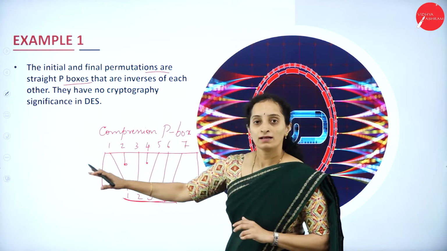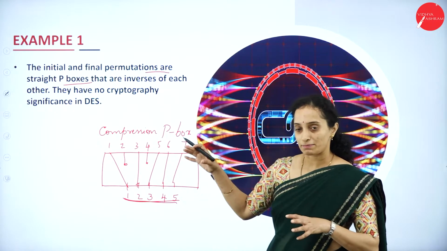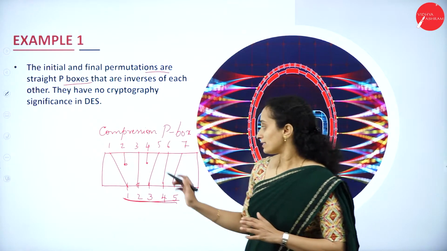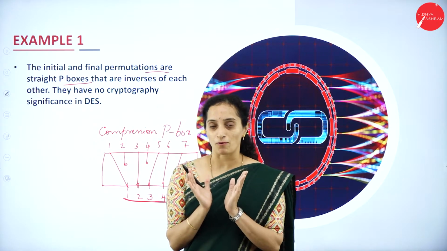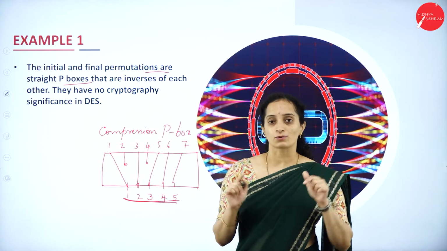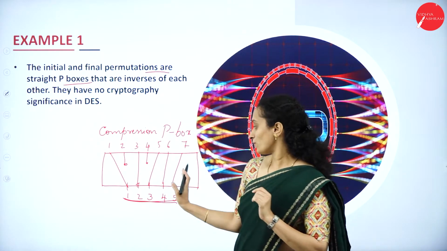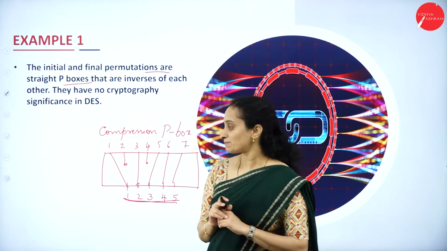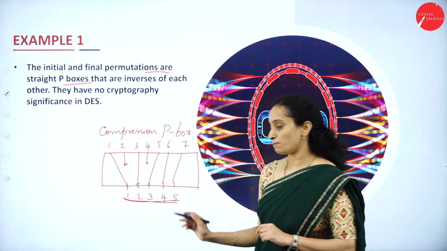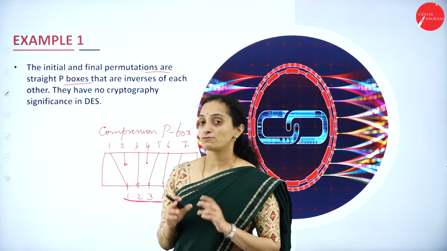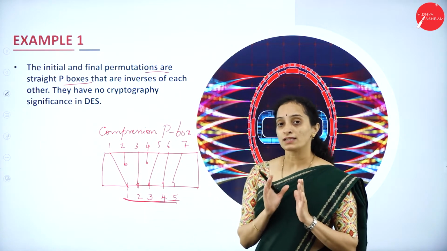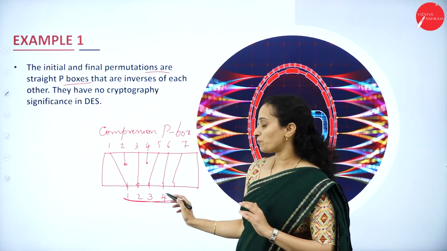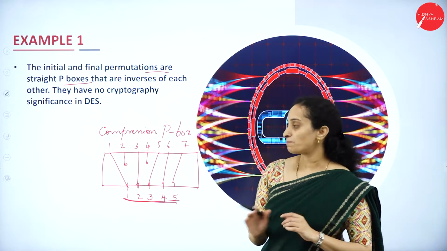In this example, 7 bits have been inputted, whereas the output contains only 5 bits. If you consider the permutation box as a square box, you are compressing it to have fewer output ports. It is called the compression P box. We use this compression P box whenever there is a necessity of reducing the number of output ports.